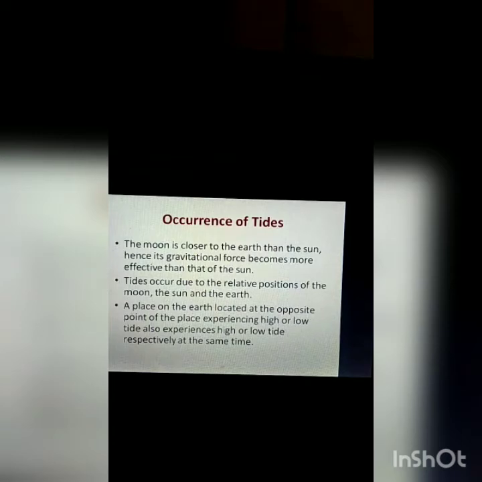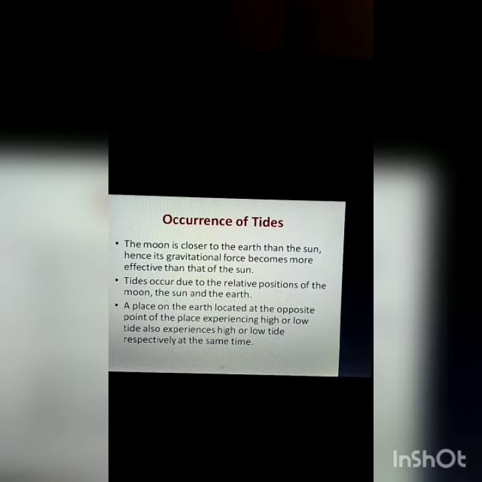Now, students, we will learn the same thing in the picture which has been given, occurrence of tides. You can see it's given high tide and low tide. We can see the image of the moon. We can also see gravitational force and centrifugal force. The moon is closer to the earth than the sun. Hence its gravitational force becomes more effective than that of the sun.